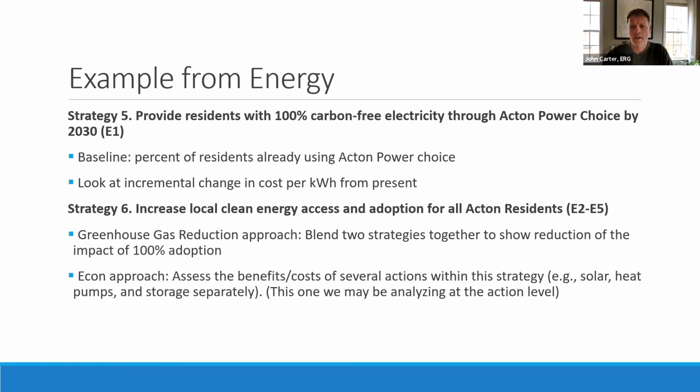Similarly, strategy 6 is related because it's still talking about access to carbon-free electricity. So in terms of the greenhouse gas reduction approach, these two strategies are going to have the same or very similar net effect, and very much overlapping in that the future greenhouse gas footprint of electricity in Acton will hopefully be 100% carbon free. On the economic side, however, there may be very different economic analyses associated with each of these strategies. And this is an example of where the economic approach might be split out separately between each strategy because of the variation between the two and the cost related to implementing each one.